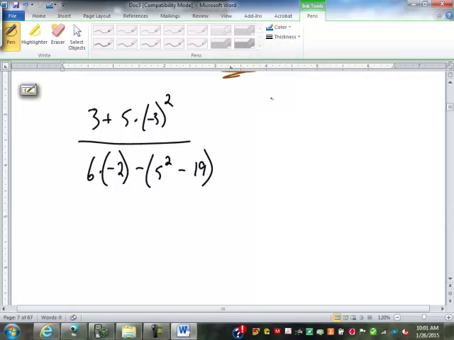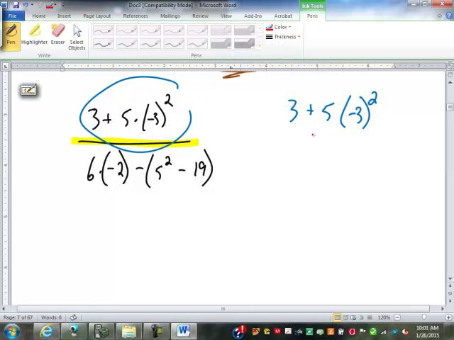Now remember, the key to this is this thing across here, which is division. It's the fraction bar. It's telling us to divide, but it's also an enclosing symbol. You have to do everything that's on top first. So on top here, what has to be done first? The power. It is a negative 3 squared, so it is 9. That's 5 times 9, which has to be done next as well. So it's 45. And then 3 plus 45 is 48. This is 48 on top.